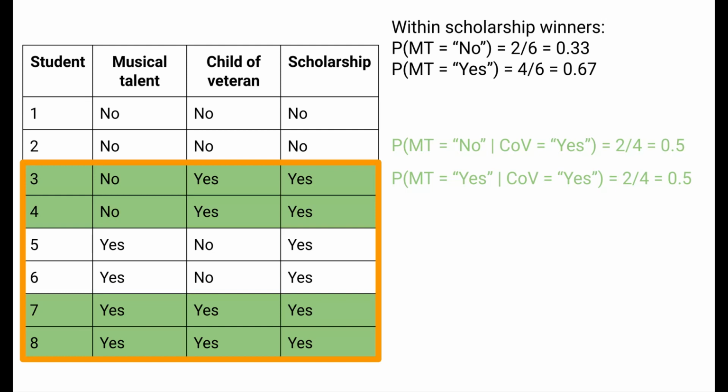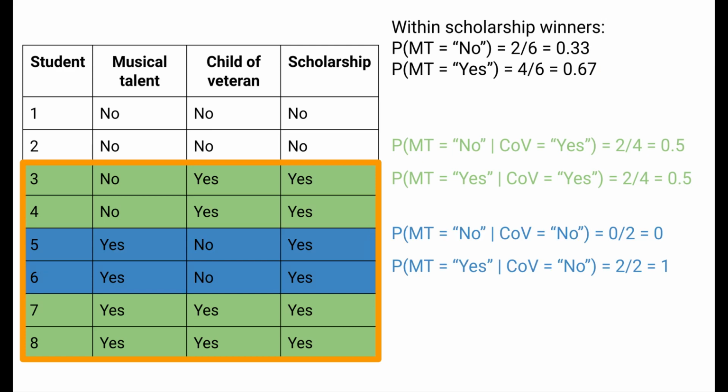So in this subgroup of scholarship winners, within children of veterans, 2 out of 4 students do not have musical talent and 2 out of 4 do. So both conditional probabilities are 50%. Neither of the original probabilities were 50%. So the original chances of musical talent and lack of did change once we knew the parents were veterans. Let's also see if the original chances of musical talent also change once we know that the parents are not veterans.